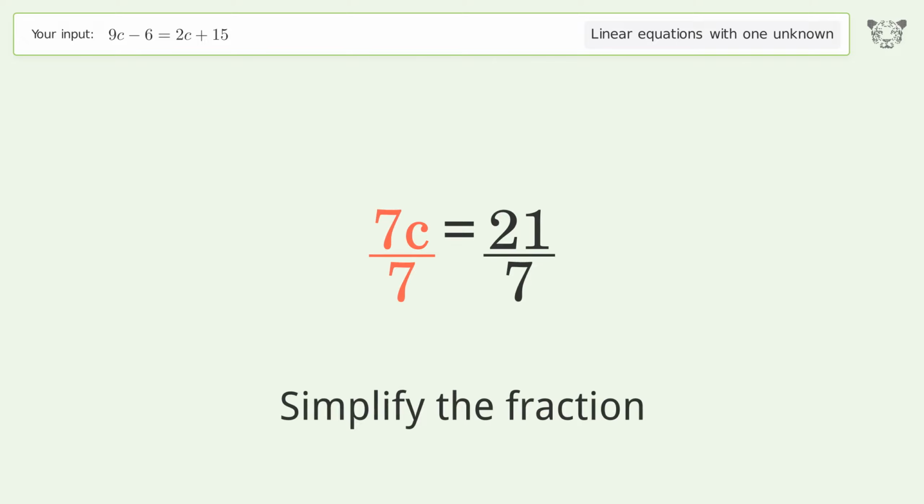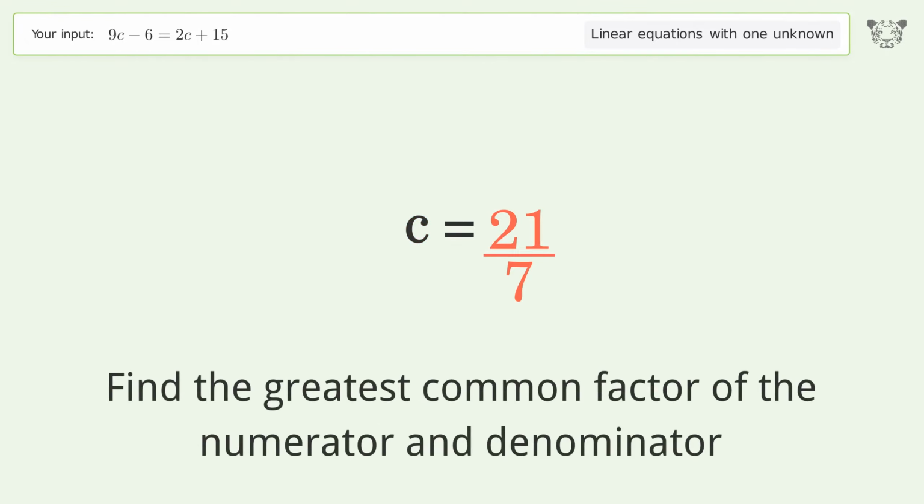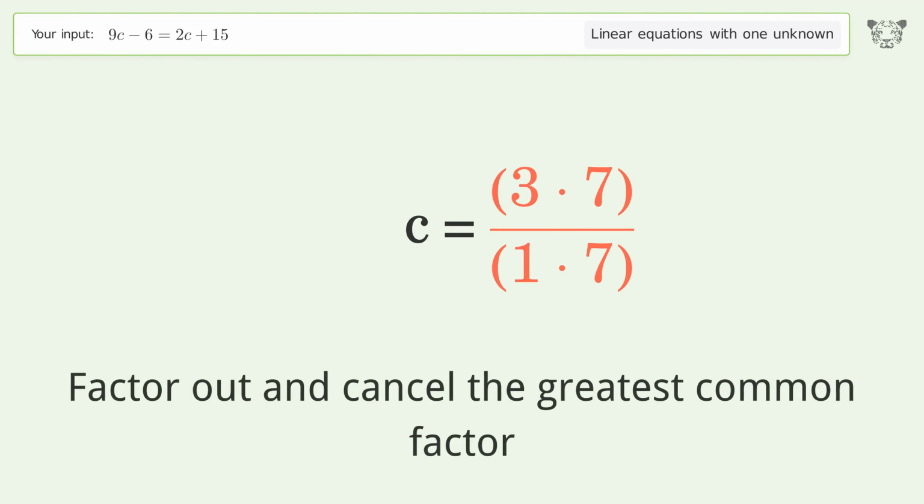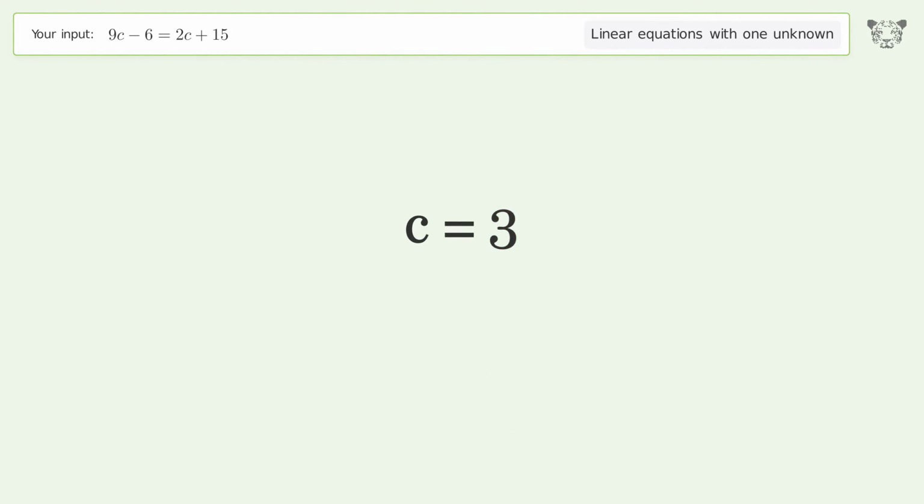Simplify the fraction. Find the greatest common factor of the numerator and denominator. Factor out and cancel the greatest common factor. And so the final result is c equals 3.